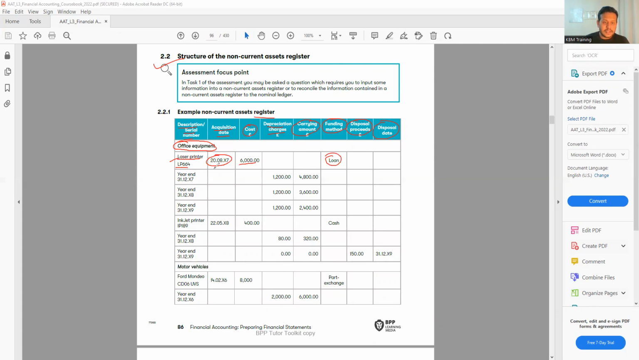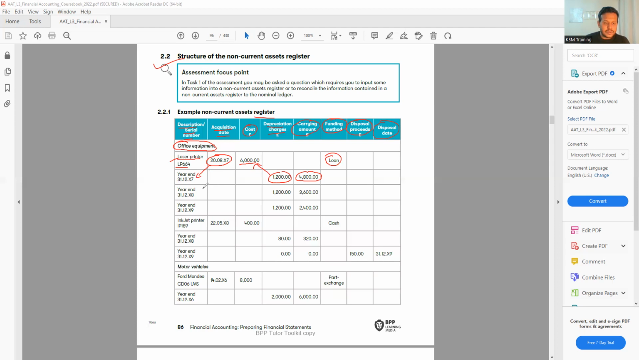The next year, at the end of the year, 31st of December 2017, we have a depreciation of 1200. So cost minus depreciation gives us the carrying value of 4800. 6,000 minus the depreciation 1200 will give us the carrying value.